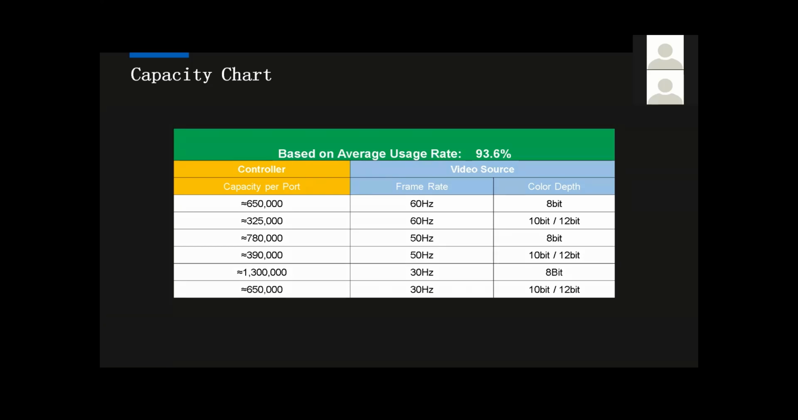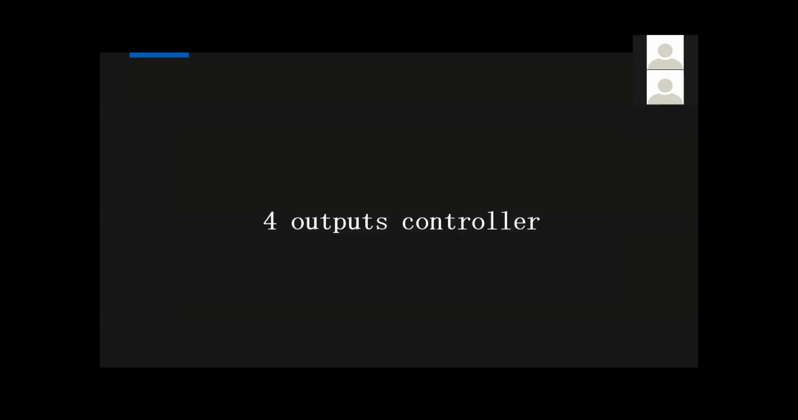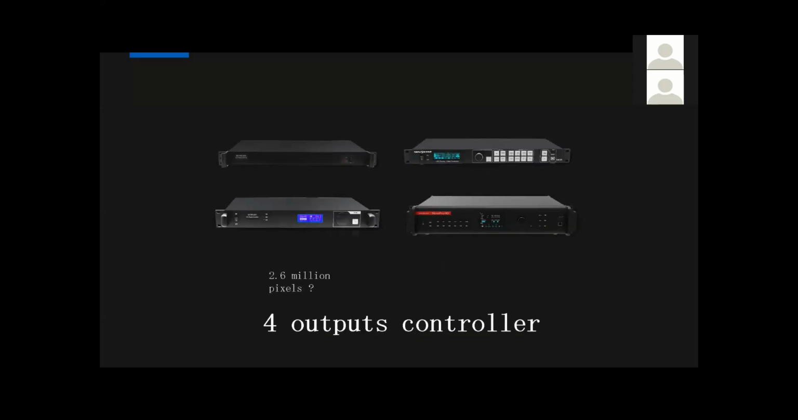So right now we know where the 650,000 pixels comes from. We know that's the capacity for one port. So maybe all of you know we have controllers, and most of them are 4-port controllers. So what about the loading capacity for those 4-port controllers? Is it just times 4, which is 2.6 million pixels? The answer is definitely no. If you have ever written our specifications, the loading capacity for those 4-port controllers always says 2.3 million pixels. The reason why it is 2.3 is that it comes from the input part.